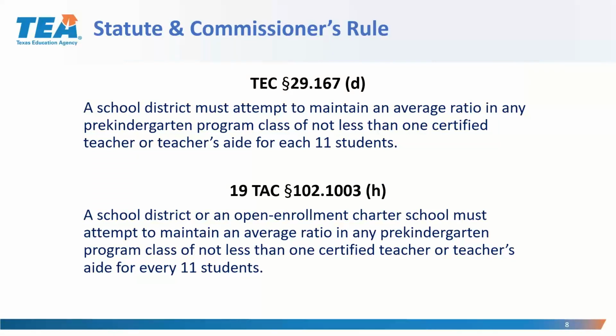This slide articulates what is in statute, which is the first reference, and what is in commissioner's rule. You will notice they are almost identical. So let's read what's in statute. A school district must attempt to maintain an average ratio in any pre-kindergarten program class of not less than 1 certified teacher or teacher's aide for each 11 students. And you will notice in commissioner's rule, it is almost identical.